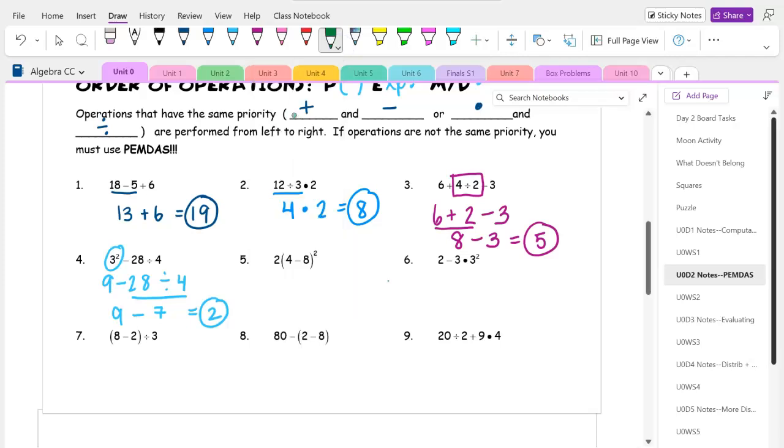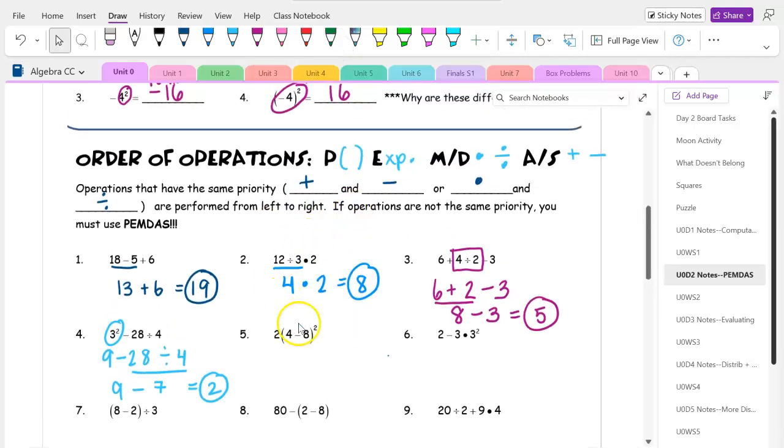All right. Now something new here. What comes first overall? Parentheses. So we're actually going to do this 4 minus 8 first. 4 minus 8 is negative 4. We're going to leave that in parentheses, okay?